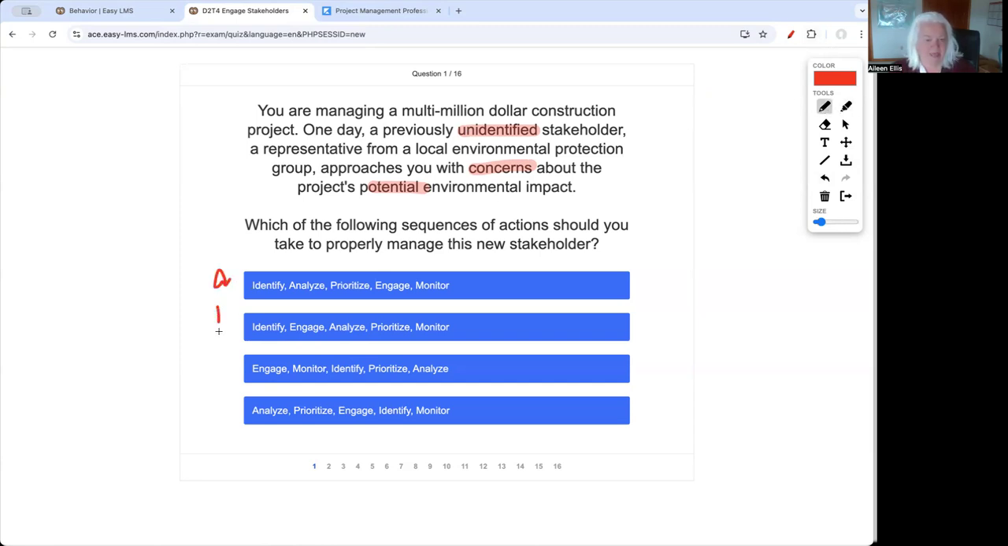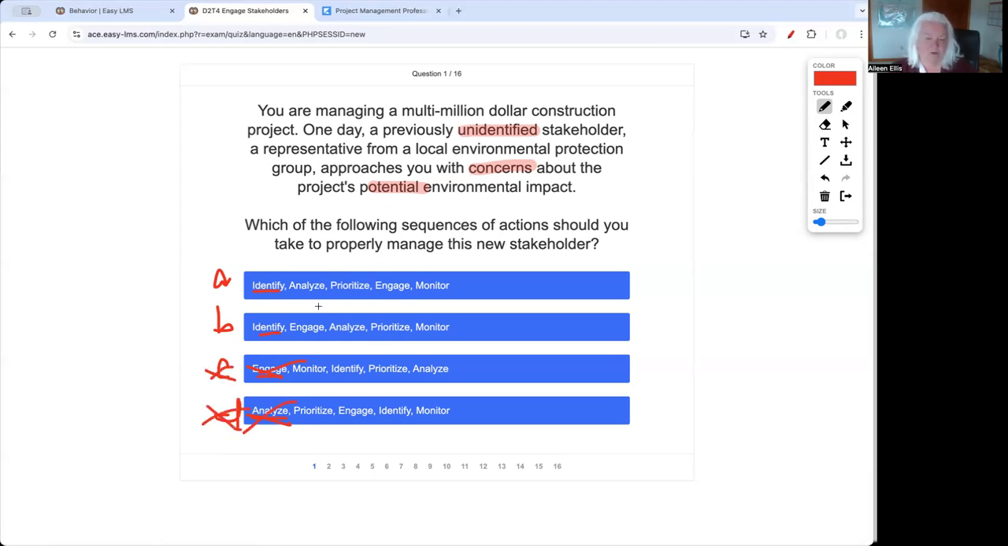So here we have A, B, C, D. I'm going to go at this a little differently. Let's look at the first word in each list. Identify, engage, analyze. Which one would you do first? Well, I would identify stakeholders before I engage or analyze them. So C and D are out.